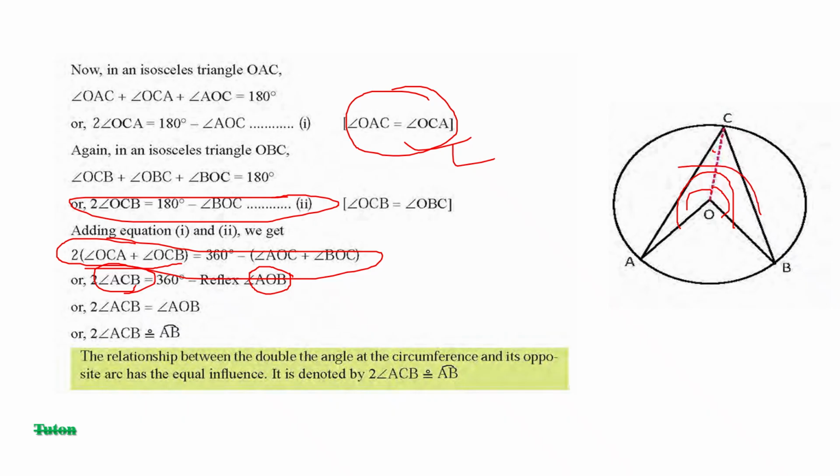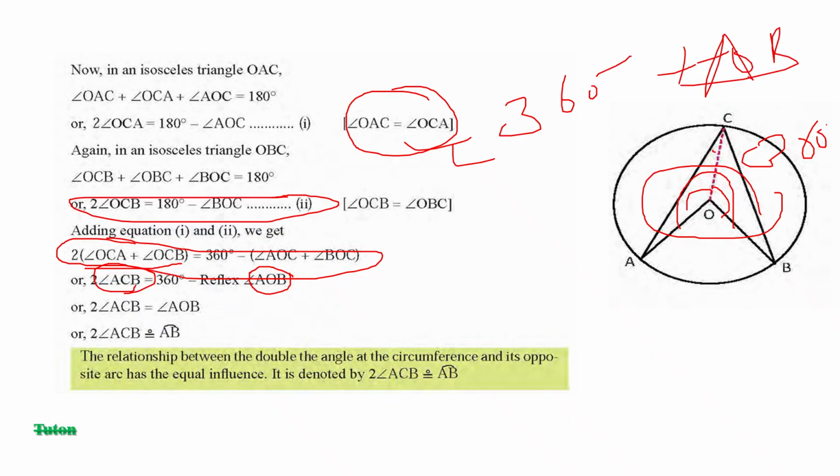Now this whole angle would be 360 degrees, and 360 minus angle AOB, which would be this one. Subtracting angle AOB from 360 degrees, we remain with this angle, which is also indicated by angle AOB. Here we have derived the relationship between the two angles, as suggested by this step.